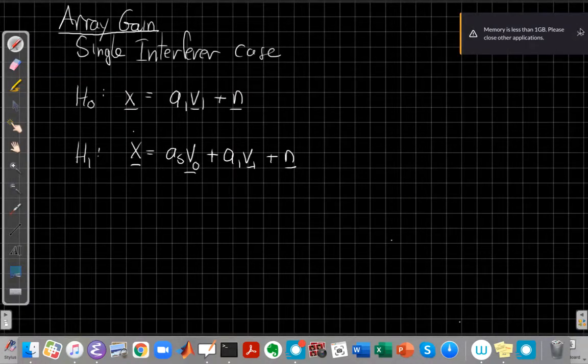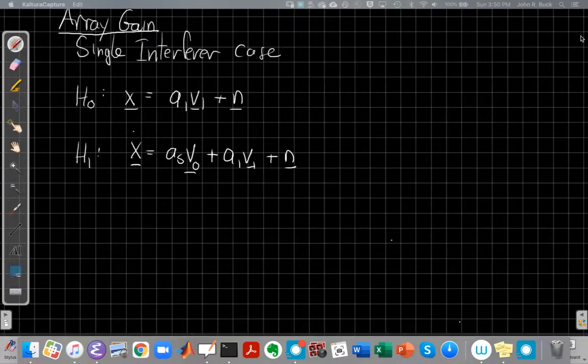I'm back with another in my array signal processing series, and in this video we're going to talk about array gain for the case when we have background noise that is not white noise but more complicated, particularly the case ultimately of an interferer. And we're going to compare the array gain we get from a conventional beamformer with the Capon minimum variance distortionless response beamformer.